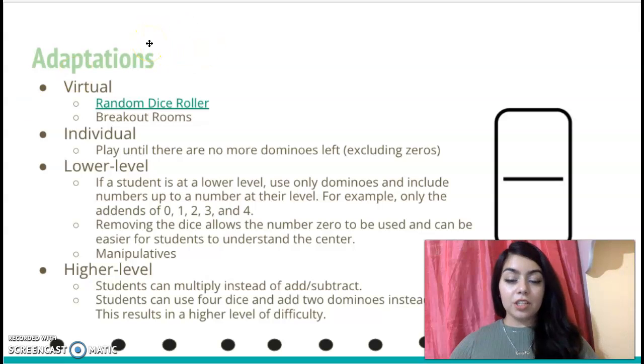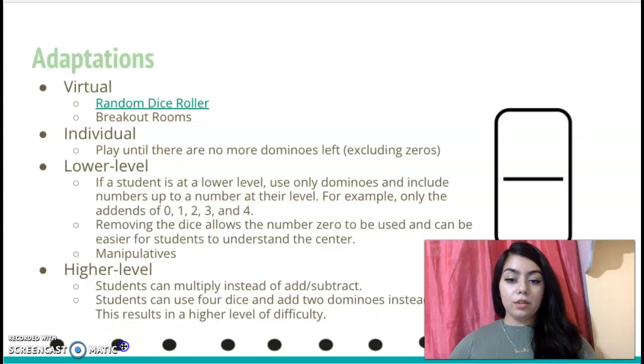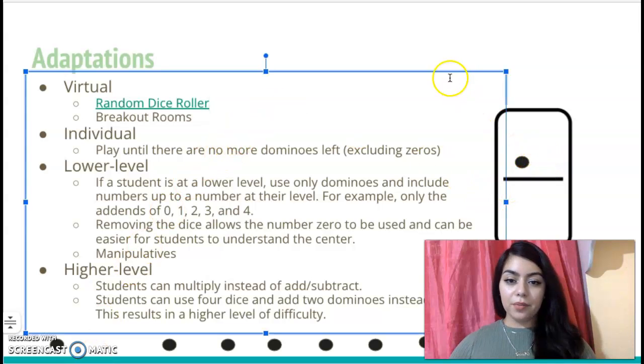Some adaptations. Virtually, this can also be done. I included a random dice roller. For example, students can roll the dice, and right here I got 3 and 3. Then I included some little dots that students can move. Let's see if it works. Yeah, they can move them and represent the 2 numbers they diced virtually, and also include a domino like this. So I included 12 since that's the maximum they can get for a domino.